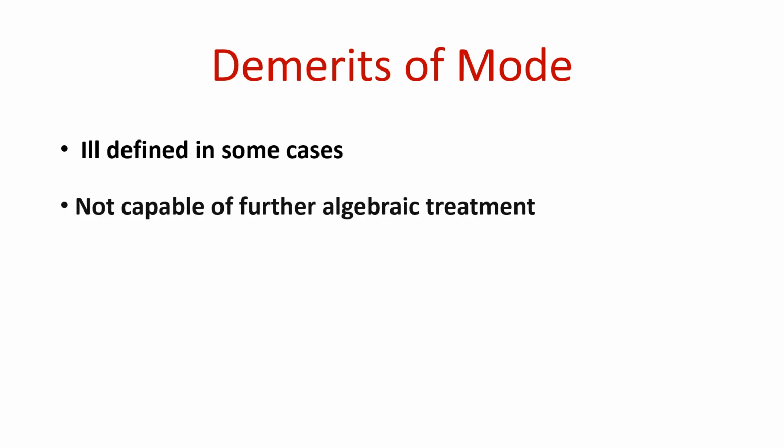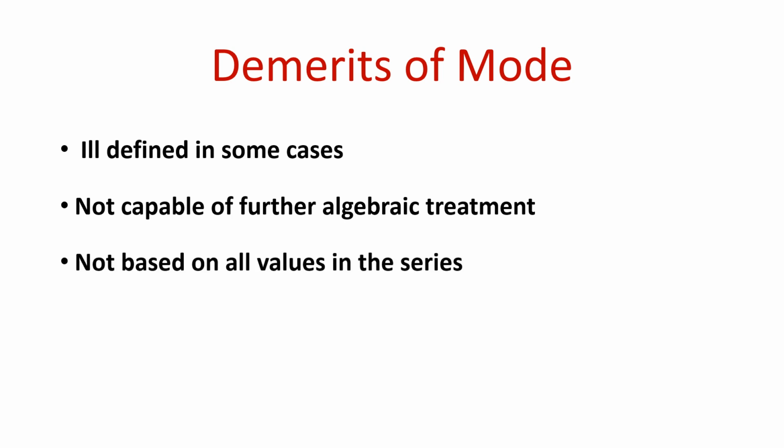Next is the demerits of mode. Mode is ill-defined in some cases. In these cases, we have to apply the formula to find out mode. And then it is not capable of further algebraic treatment, like mean. Mean is capable of further algebraic treatment, but mode is not capable of it.